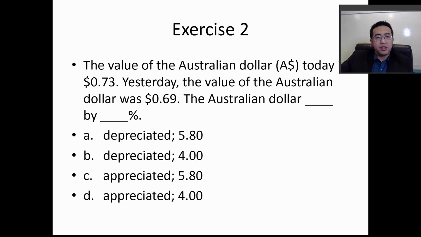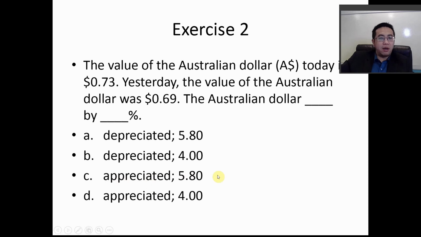And here is an example. The value of an Australian dollar today is $0.73. Yesterday, it was $0.69. So should the Australian dollar appreciate or depreciate, and by how much? The later rate is the rate today, 0.73. The earlier rate is 0.69, which was yesterday. The later is higher, the earlier is lower, so definitely that's appreciation.